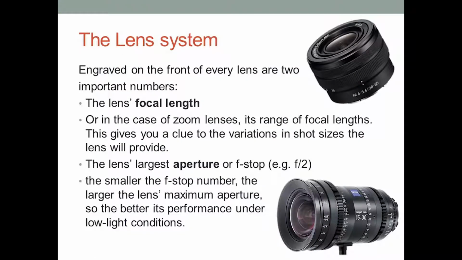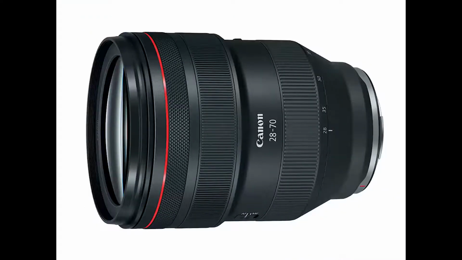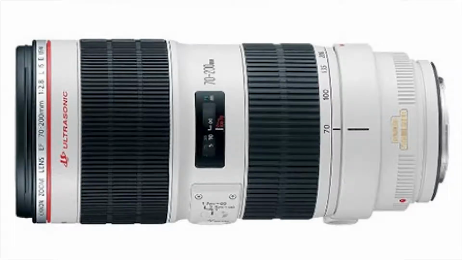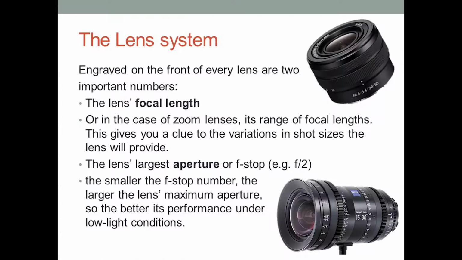Engraved on the front of every lens are two important numbers: the lens focal length and the lens largest aperture, or f-stop. The lens focal length, or in the case of zoom lenses, its range of focal lengths, gives you a clue to the variation in shot sizes the lens will provide. To know more about lenses, you can go to this YouTube link.